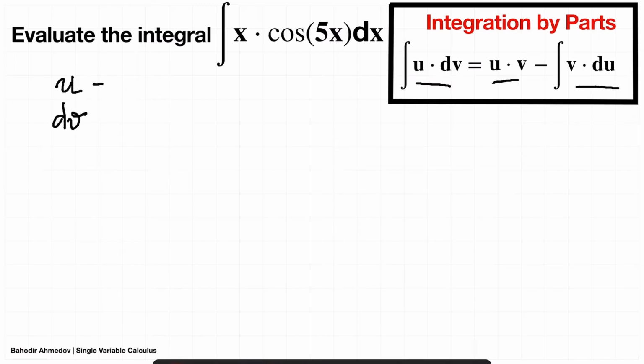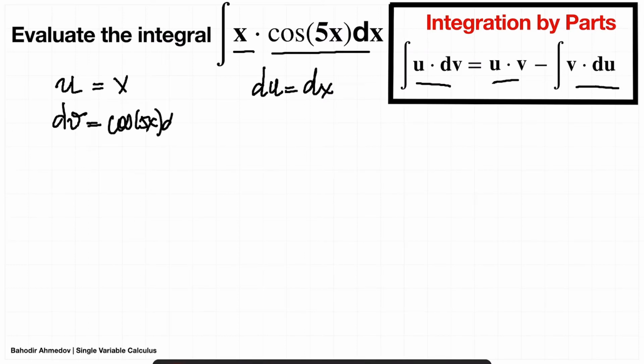And I would always choose as the u the function which is going to be eliminated if I take its derivative. So in this regard, if I choose u to be equal to x, du is going to be simply dx. So the x disappeared after one iteration, and the rest, cosine of 5x times dx, is going to be denoted as the dv. And v is going to be the antiderivative of this. It is going to be the sine of 5x.